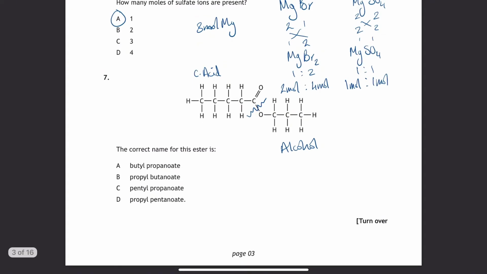So if we count the carbons, we've got 1, 2, 3 carbons in the alcohol, so that'll be prop. And there's 1, 2, 3, 4, 5 carbons in the carboxylic acid, so that'll be pent. So altogether we would have propyl pentanoate, so D.